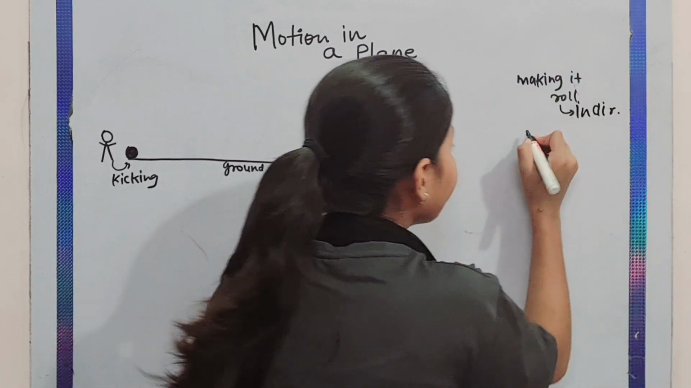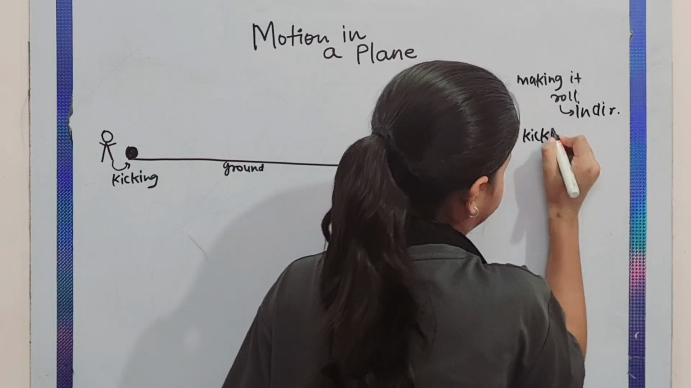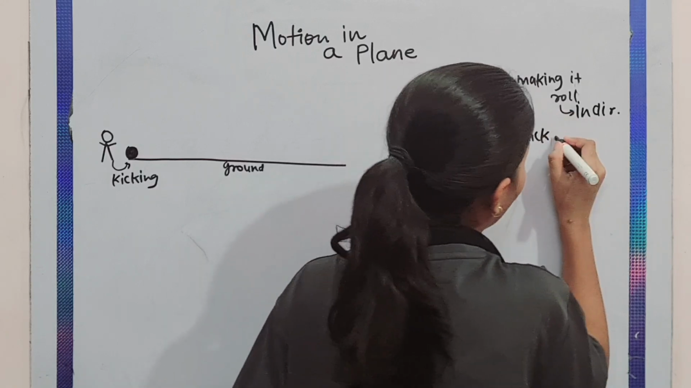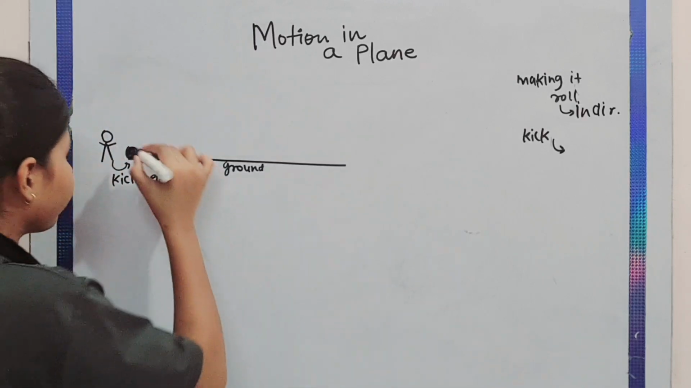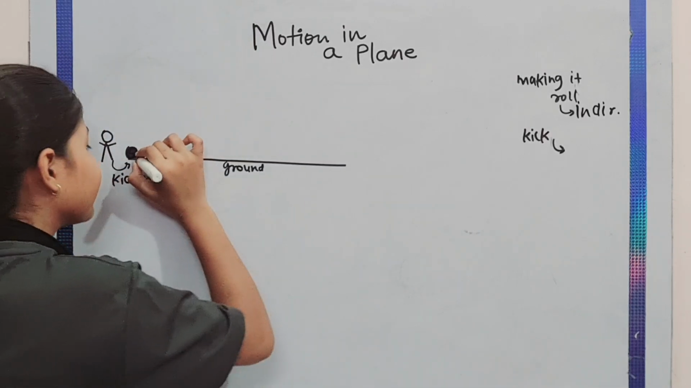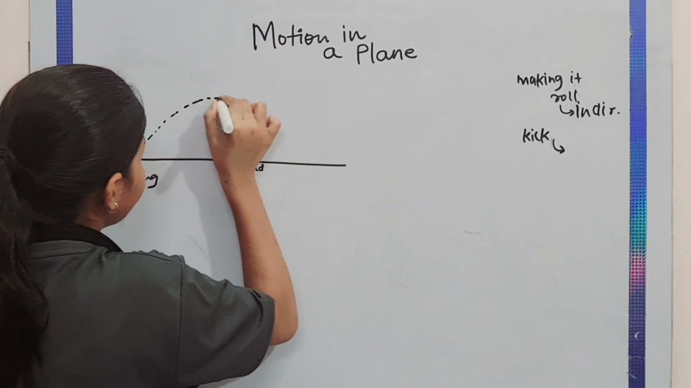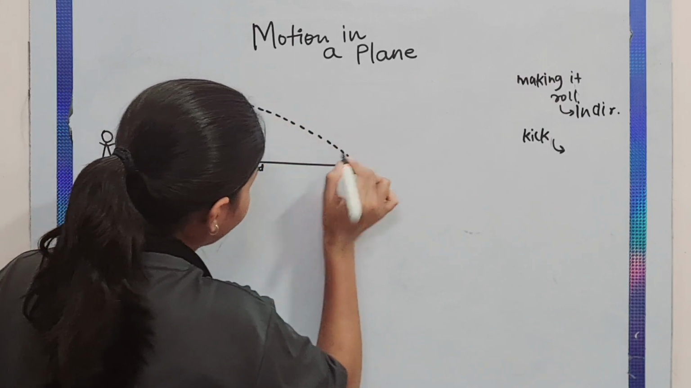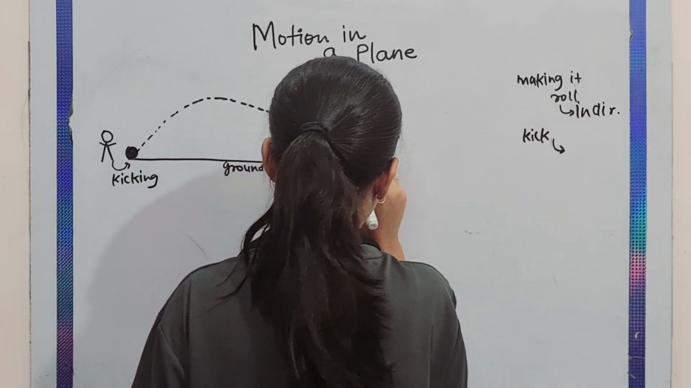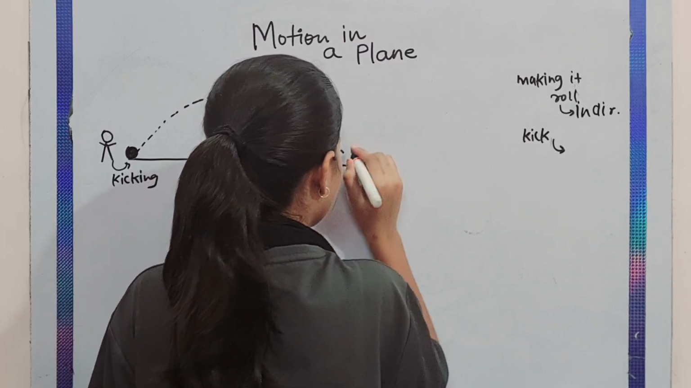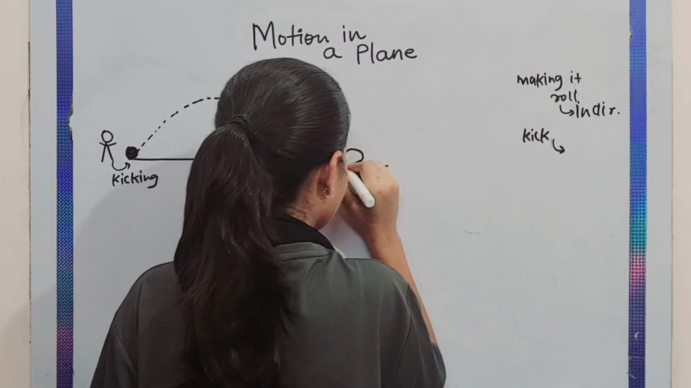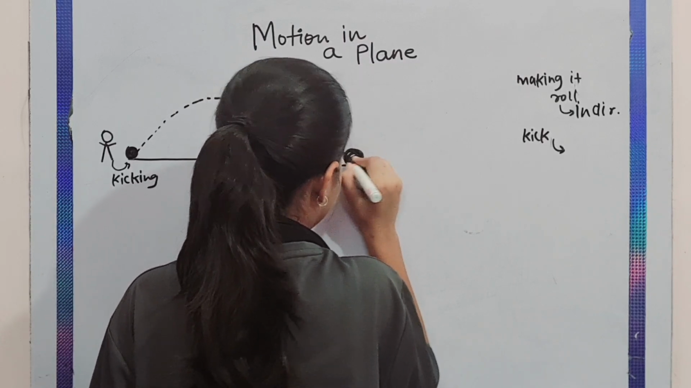But when you kick a football or any ball, it goes into the air, in the same way that if this person has kicked this ball, it goes to some height, and then at this place the ball has again come to the ground.